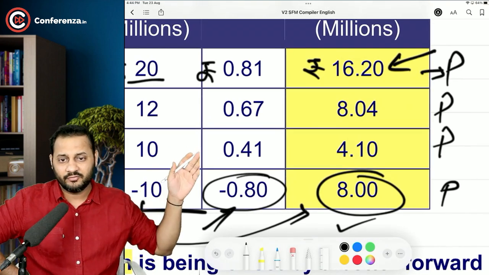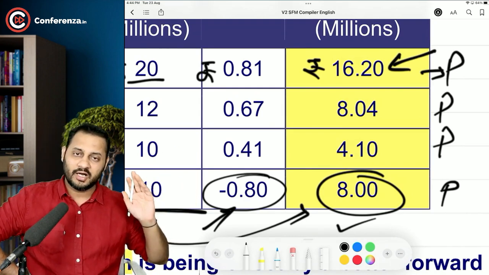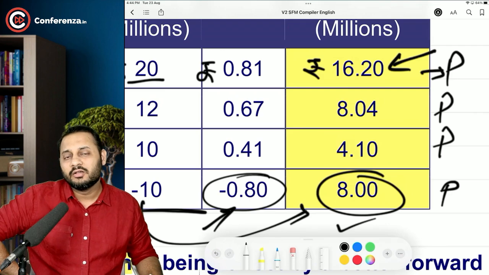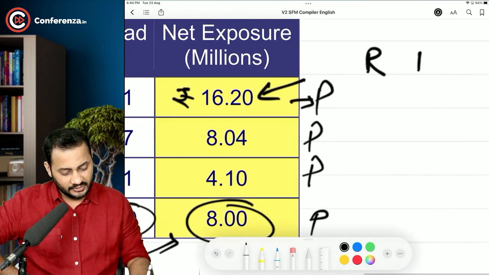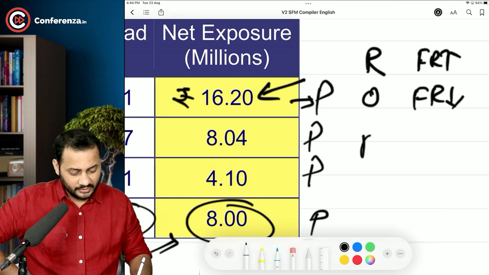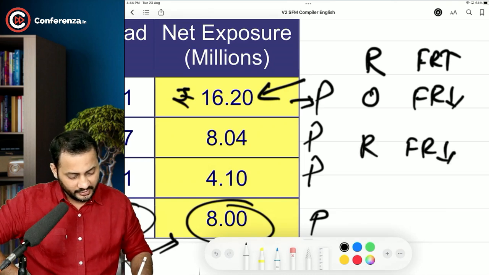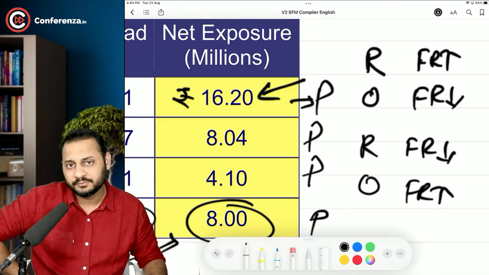So all the figures in the last column are resulting in profit. Receipt with a higher forward rate, outflow with a lower forward rate are going to give you profit only. See, receipt with a higher forward rate and outflow with a lower forward rate, both will give you profit. Receipt with a lower forward rate and outflow with a higher forward rate, both will give you losses.